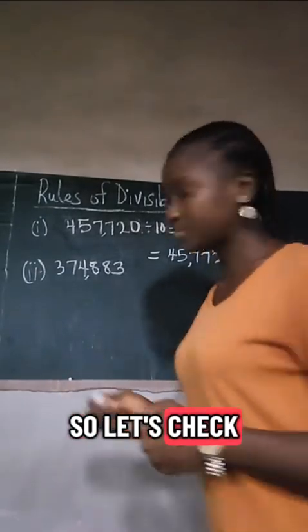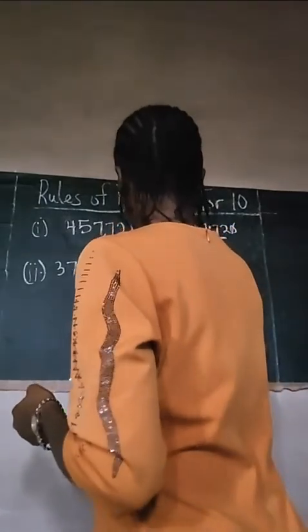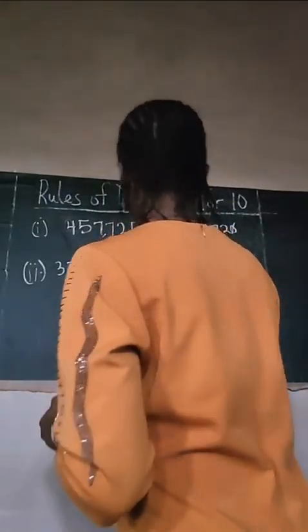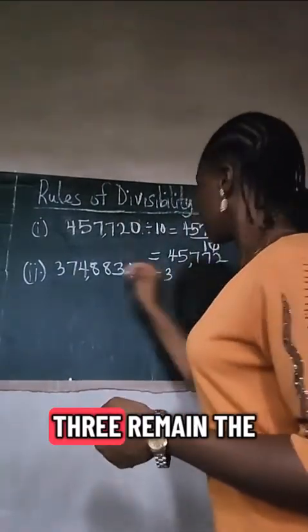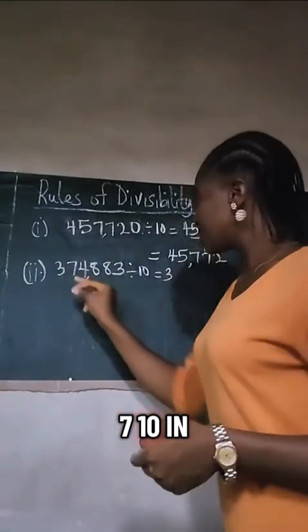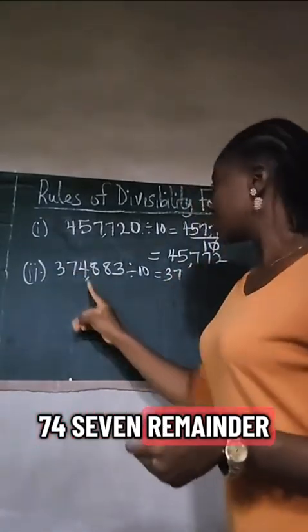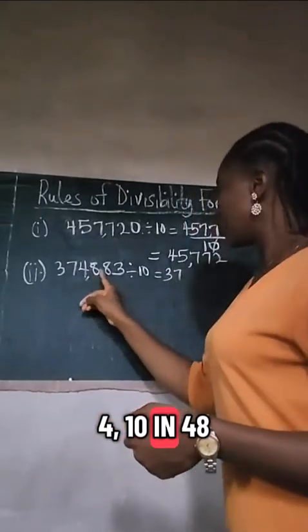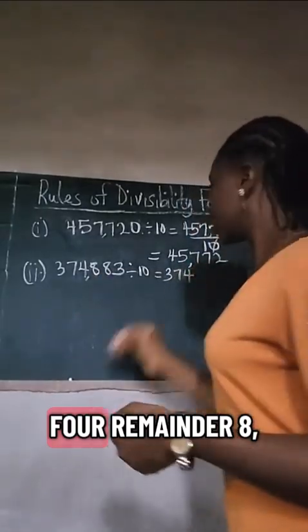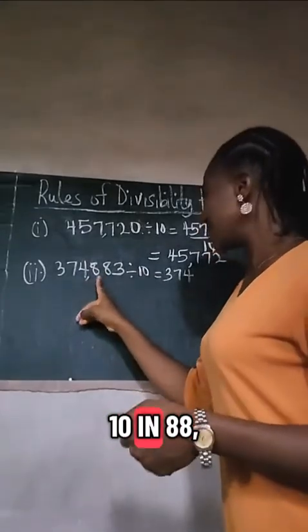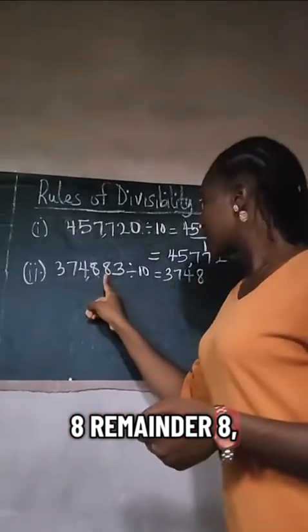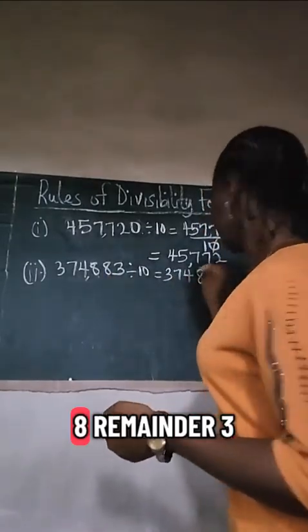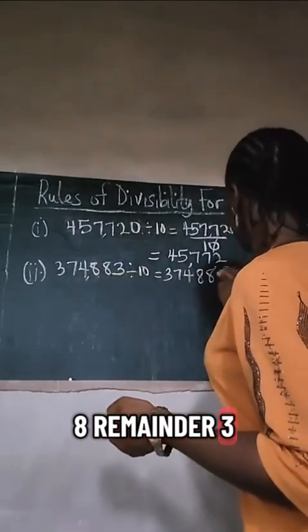So let's check. 10 in 37, 3, remainder 7. 10 in 74, 7, remainder 4. 10 in 48, 4, remainder 8. 10 in 88, 8, remainder 8. 10 in 83, 8, remainder 3 over 10.